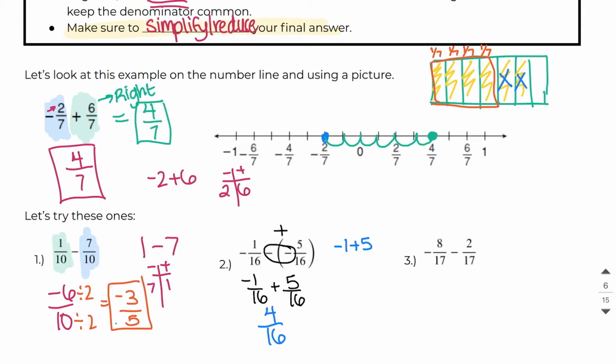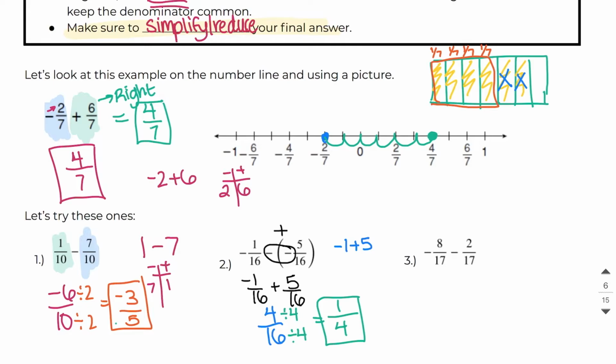So here I can say that my answer is 4/16, but when I reduce it, I have to see, well, what's in common? Well, they're both divisible by 4. I can divide 4 and 16 by 4. So 4 divided by 4 is 1, 16 divided by 4 is 4. So my final answer here is 1/4.